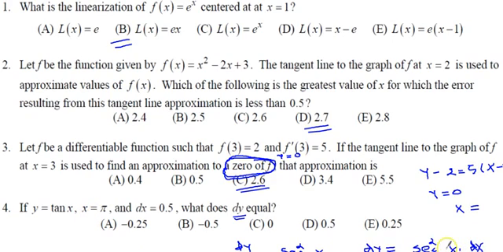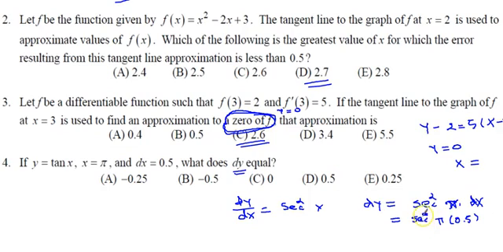X is pi, so secant squared pi. dx is 0.5. Secant squared pi times 0.5. What is secant pi? It is 1 over cosine pi. Cosine pi is -1. You are squaring, so that's a +1. +1 times 0.5. Answer is this.